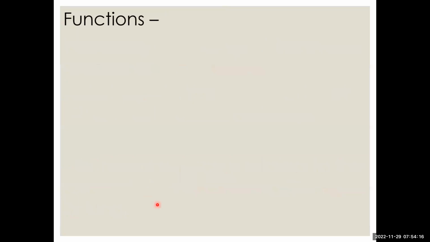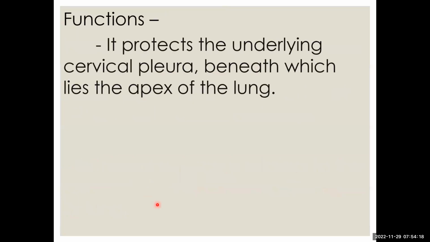Functions of the suprapleural membrane: it protects the underlying cervical pleura, beneath which lies the apex of the lung. This is the first function because above, it is continuous with the root of the neck. This part is quite superficial. So it protects the underlying cervical pleura, below which lies the apex of the lung.